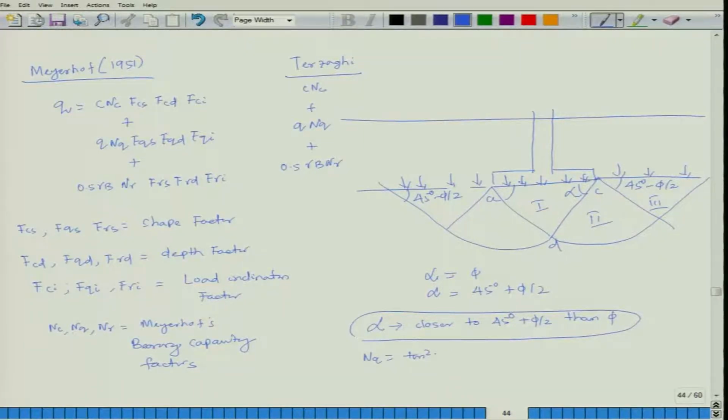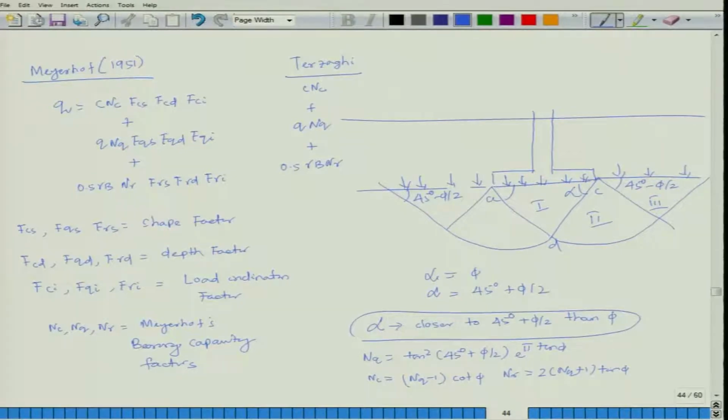Then your NQ comes out to be tan square (45 degree plus phi by 2) and e to the power pi tan phi, and NC is equal to (NQ minus 1) into cot phi, and N gamma is equal to 2 into (NQ plus 1) into tan phi.